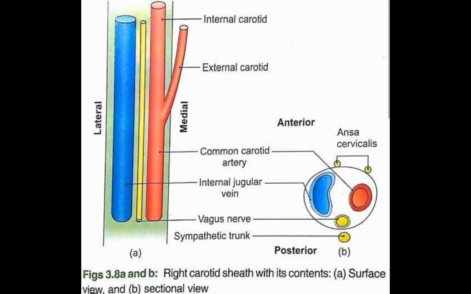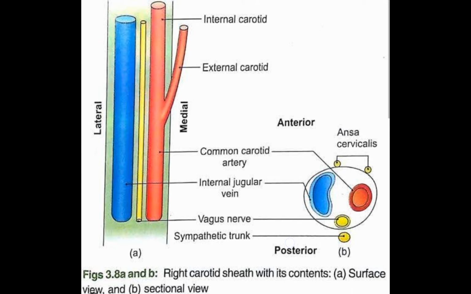The next we will be dealing with is the carotid sheath. So carotid sheath contents we have already discussed. Then what is anterior to the carotid sheath and what is posterior to the carotid sheath? Anterior, A for anterior, A for ansa cervicalis. And posteriorly we have the sympathetic trunk.